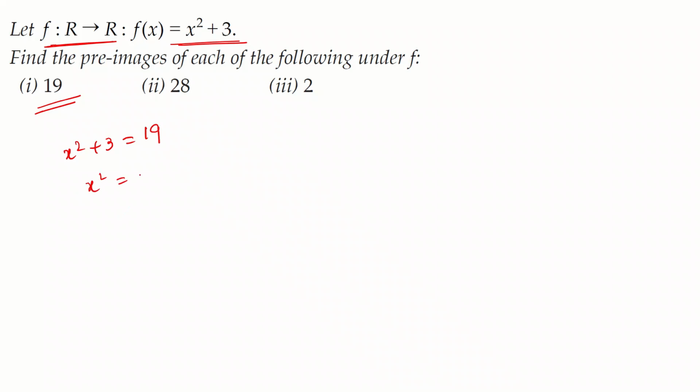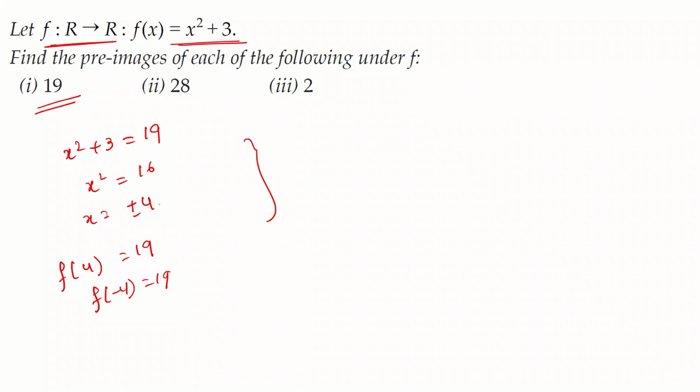So on solving, we get 19 minus 3, which is 16, so x is equal to plus minus 4. That means plus 4 also gives you 19. So f of 4 gives you 19, and f of minus 4 also gives you 19. What I wanted you to see over here is that it's actually a function where both of these, 4 and minus 4, are going to 19.